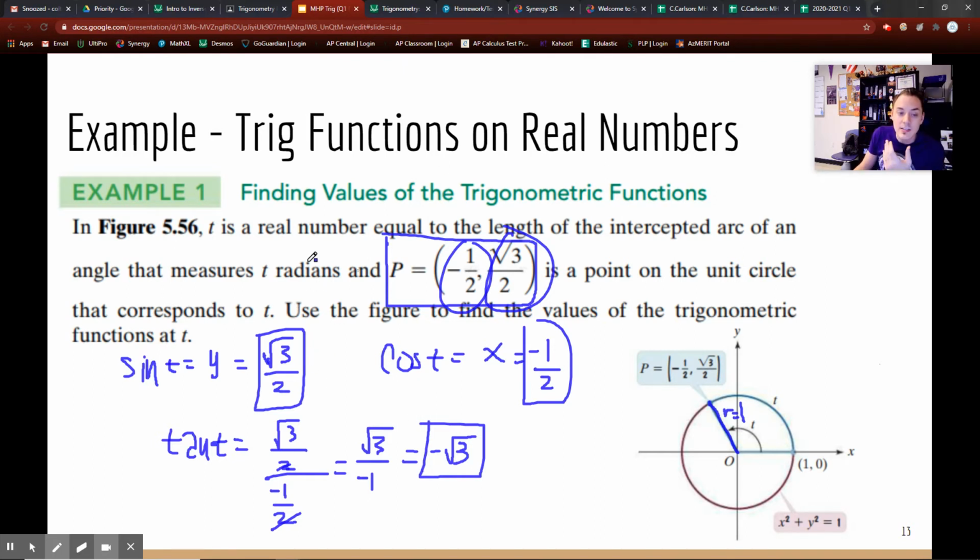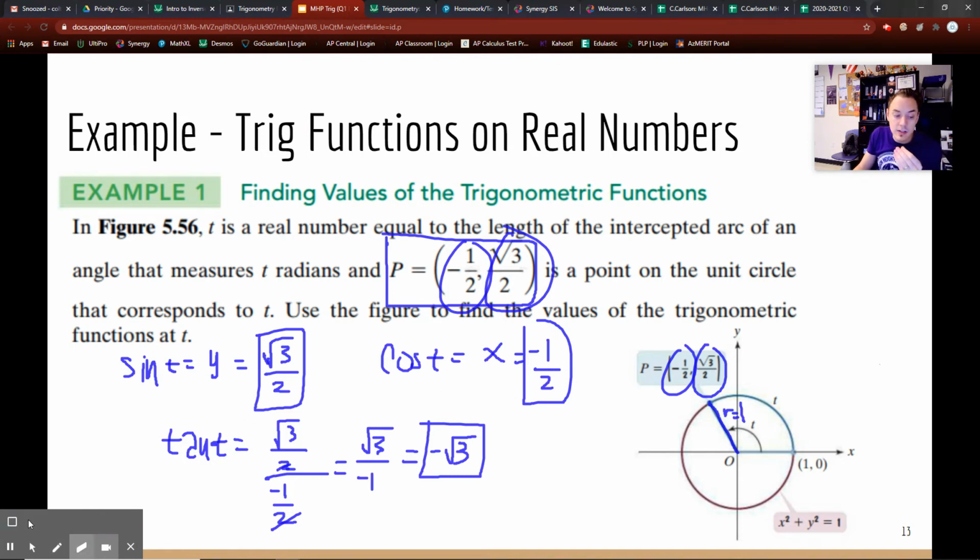Okay, so this example is really just to show you, one, how easy it is now to just evaluate these. If I have a point, I can just look at my x and my y, and then I can at least do the 3, and then of course I can do the rest by just the reciprocals, right? And that's the purpose of it.